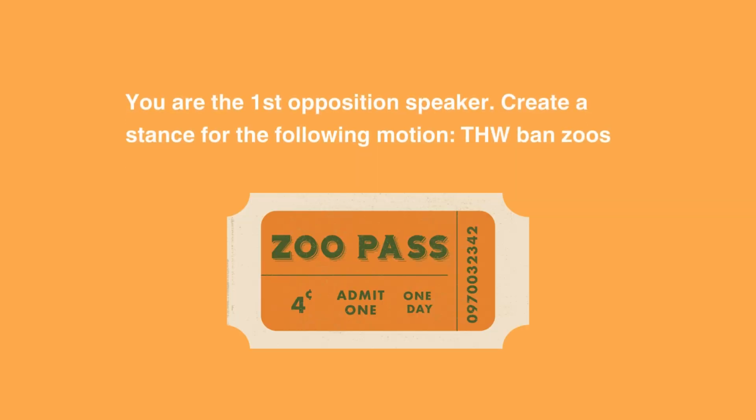Let's do some practice. For the sake of this exercise, pretend you are the first opposition speaker. Your job is to create a stance for the following motion. This house would ban zoos. At this level, it should only be a few sentences long, so give yourself a minute.